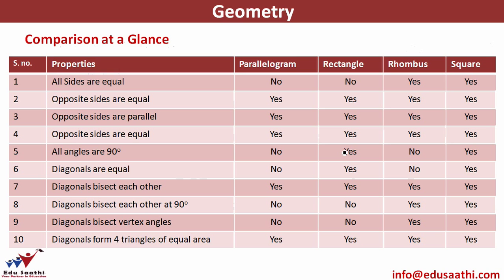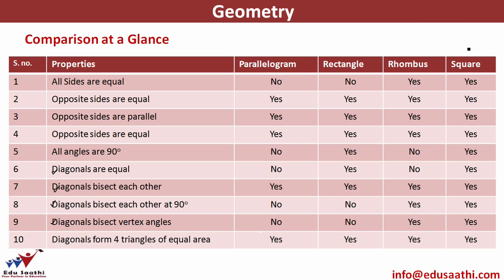So if I have to compare all of them at a glance, I'll look at the properties such as, now in case of square, all the sides are equal, they are parallel, the vertex angles are 90 degrees, the diagonals are equal, the diagonals bisect each other, the diagonals bisect each other at 90 degrees, diagonals bisect the vertex angles, and everything is there in case of a square. So square is a perfect thing which satisfies all the things.